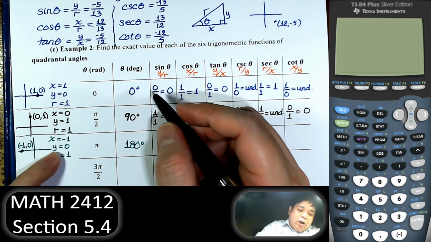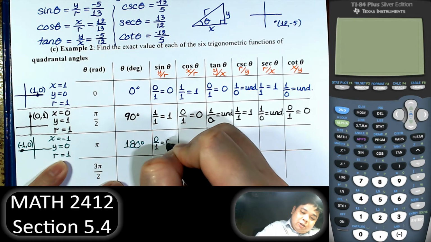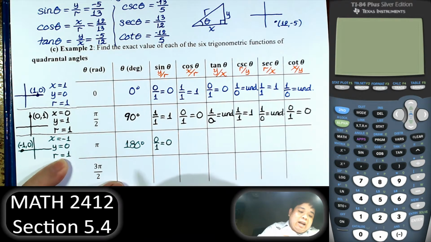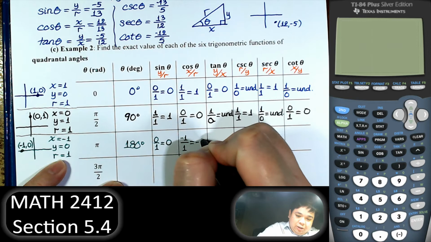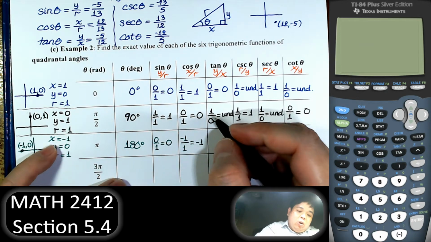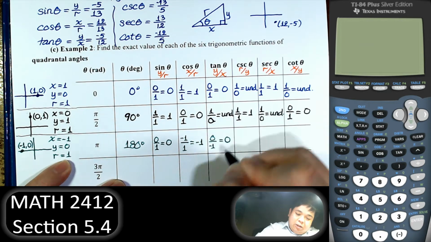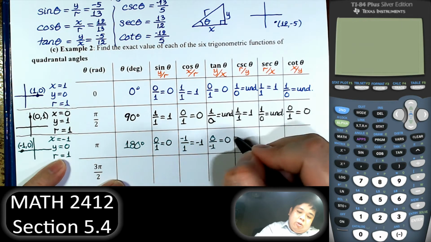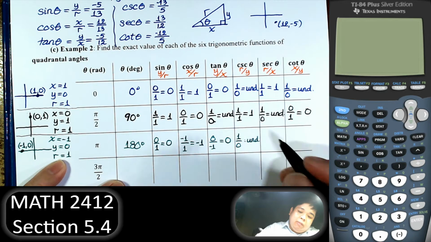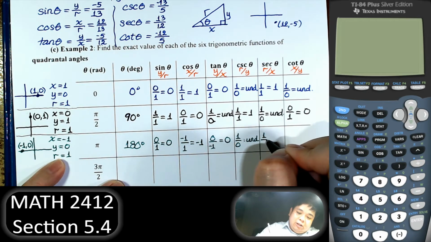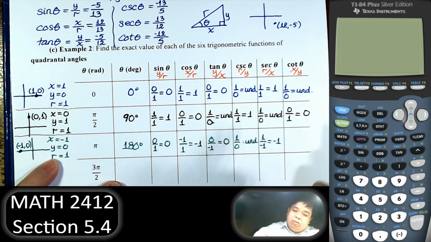Right, y over r, x over r, y over x, r over y, r over x, and x over y.